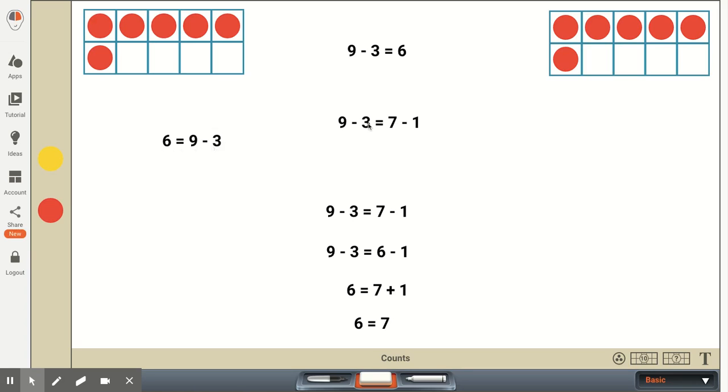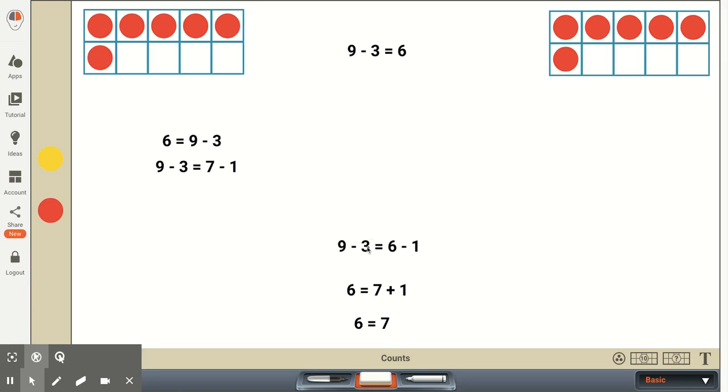Another equation we can look at is 9 minus 3 is equal to 7 minus 1. This is an equation that has operations on both the left and right side, and we'd want our students to go through and figure out the value of the left side. 9 minus 3 has a value of 6. 7 minus 1 has a value of 6. So the values or the amounts are equal on both sides. So that also is a true equation.